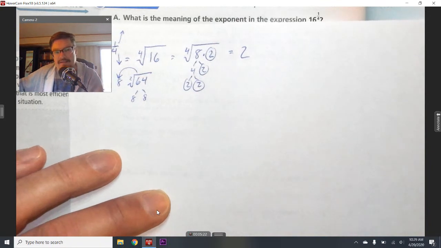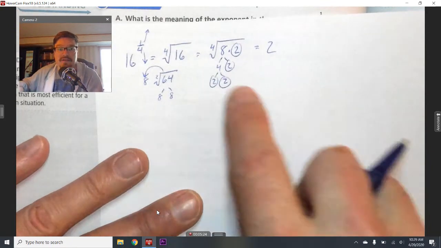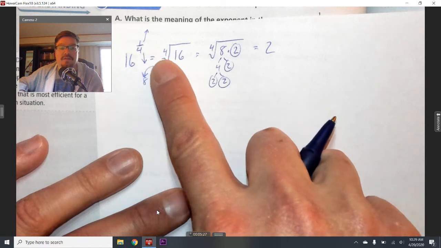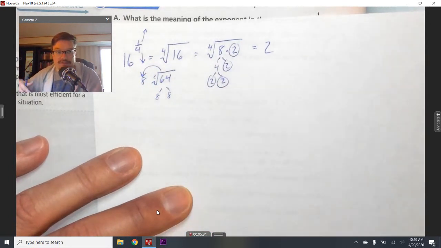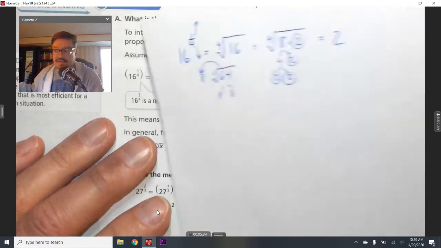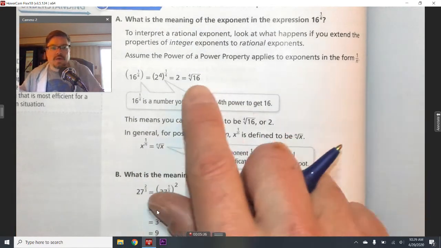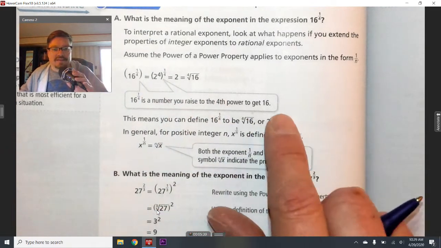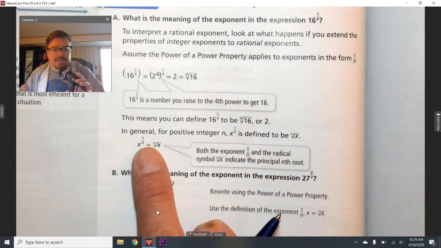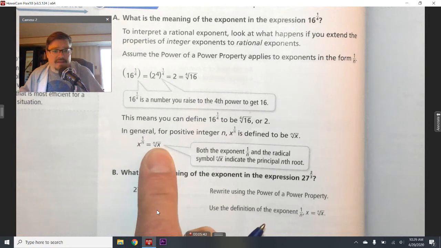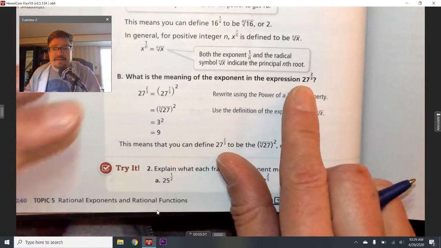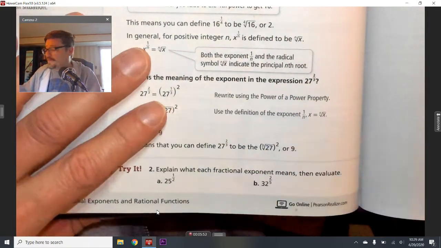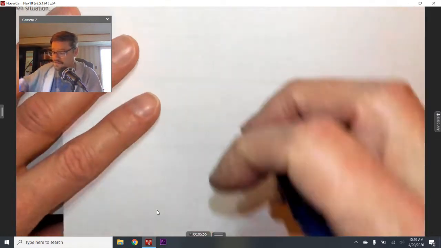I like to think of this going the opposite direction. I like to go from the rational exponent to the root and then start looking for pairs, triples, quadruples, quintuples, sextuples, whatever. So that's just a word of advice there. Now this is basically saying the same thing. This and this, that is what I just wrote. Okay, so here when you get to B, I'm going to do this my way. I'm going to say if 27 is raised to the 2/3.